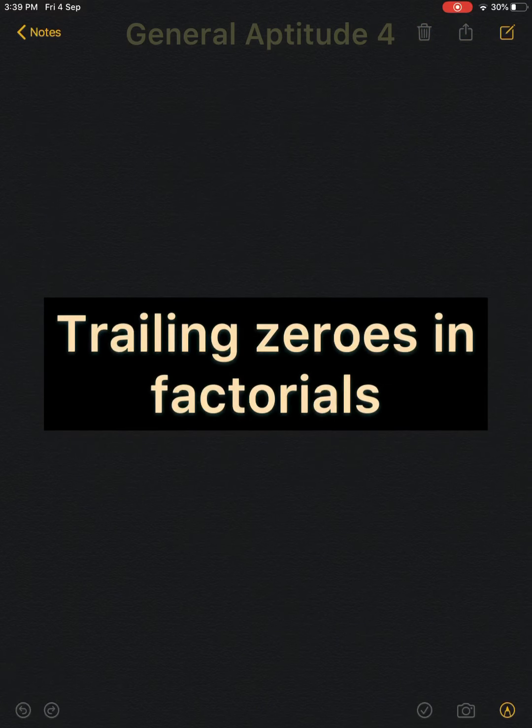Now let's begin with the second type of problem, that is, how many trailing zeros are there in the expanded form of a factorial. So you can see here it is very difficult to find all powers of 2 and all powers of 5 separately, but you can just consider a scenario.